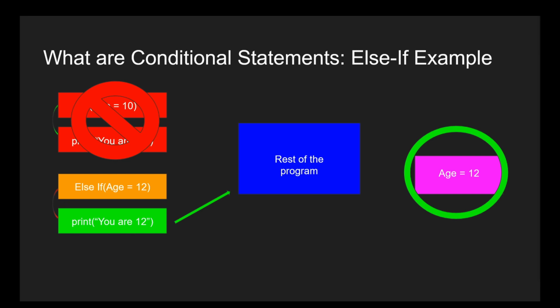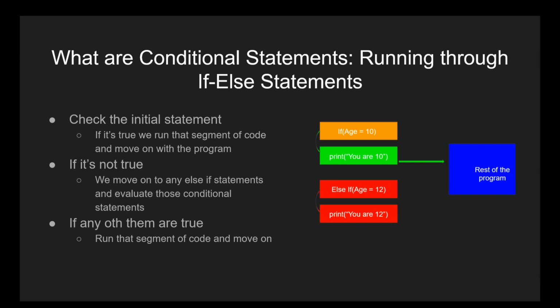So now we run all the code inside of that conditional statement before finally moving on to the rest of the program. So as a review, we check the initial if statement. If it's good, we run all code within that if statement's curly brackets and move on with our program. If the initial if statement is not true, we then move on to any else if statements and evaluate if those conditional statements are true.